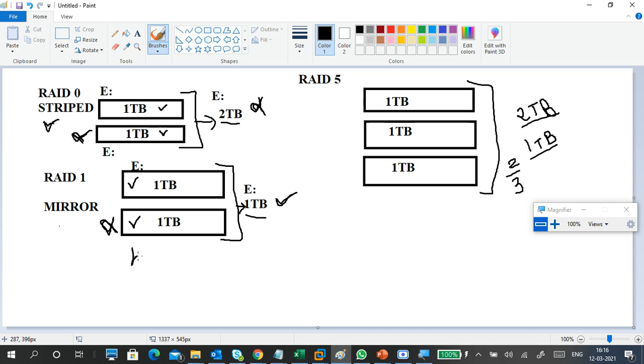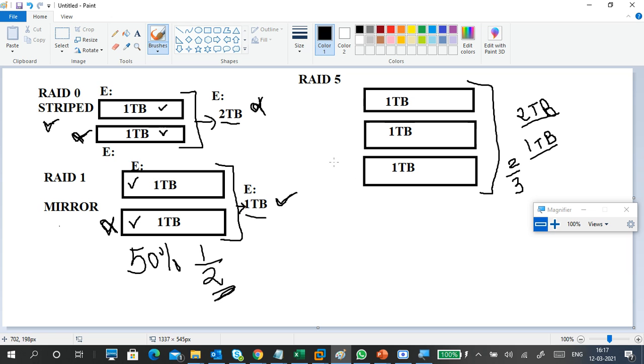But here, if you compare with the mirror, 50% means half of the disk space is gone. You take 2 terabyte, 2 terabyte, you will get 2 terabytes only. 4 terabyte, 4 terabyte, you will get 4 terabytes only. But here, 2 terabyte, 2 terabyte, 2 terabyte, you will get 4 terabytes. 3, 3, 3, you will get 6 terabytes. 4, 4, 4, you will get 8 terabytes. So 2 by 3 means with 3 disks, you are getting 2 disks of space.